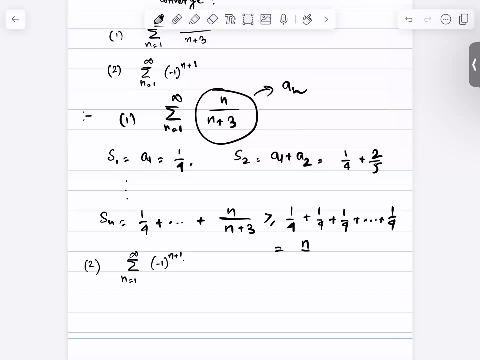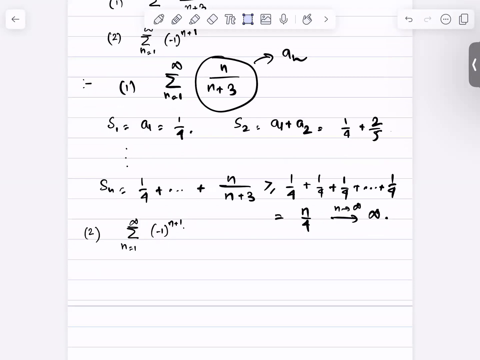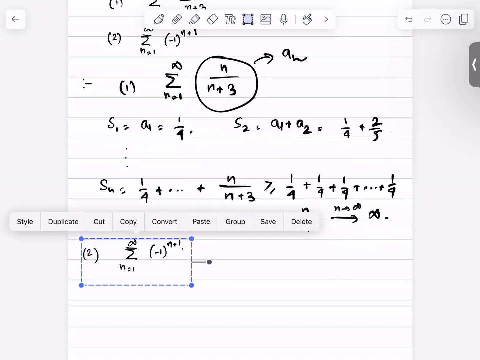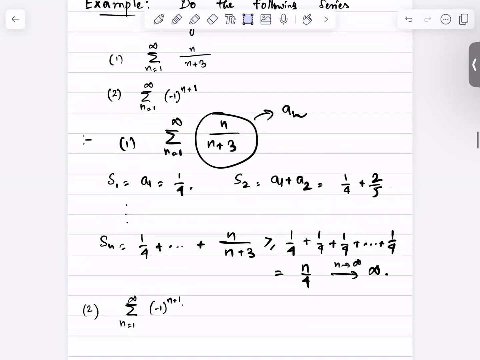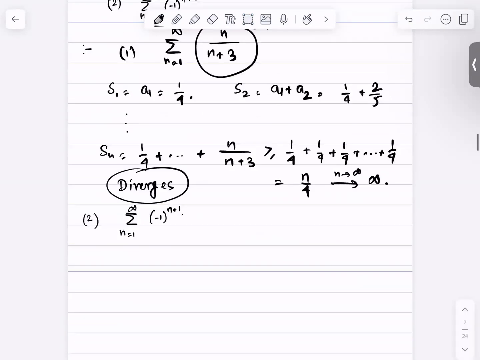And this is basically n over 4, because there are n number of 1 over 4, and this tends to infinity as n tends to infinity. So therefore, you can see that the sequence Sn is diverging. So the series also diverges. The n partial sum sequence is diverging. So this is also diverging.